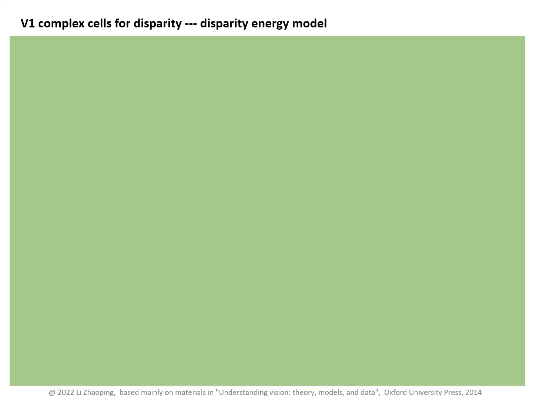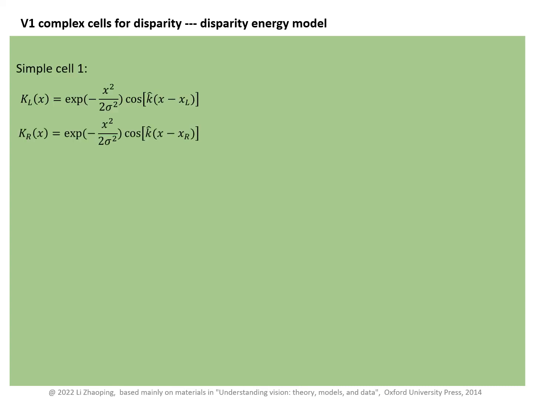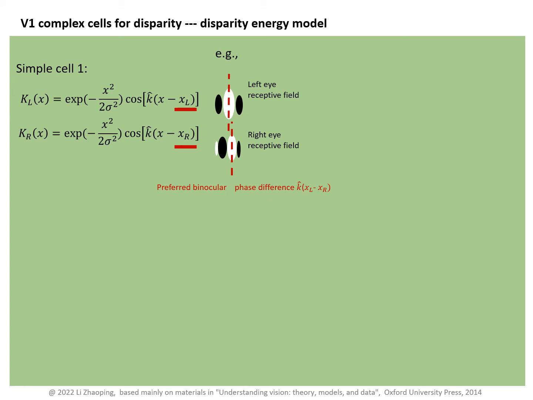Here is a disparity energy model for a complex cell from two simple cell components. For the first simple cell, these are the two Gabor filters for the receptive fields, one for the left eye and the other one for the right eye. For example, they could appear like these. These two filters have the same location for their Gaussian envelopes, but they differ in phases parameterized by XL for the left eye and XR for the right eye filter. And they correspond to the peak horizontal locations for the filters. So these two Gabor filters have different shapes, but this simple cell has this preferred phase difference.